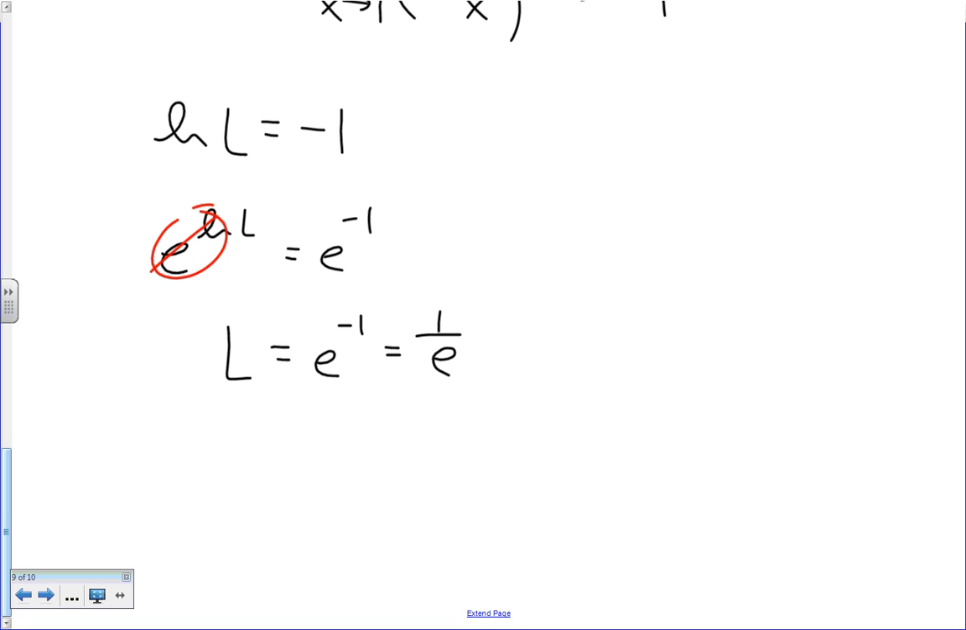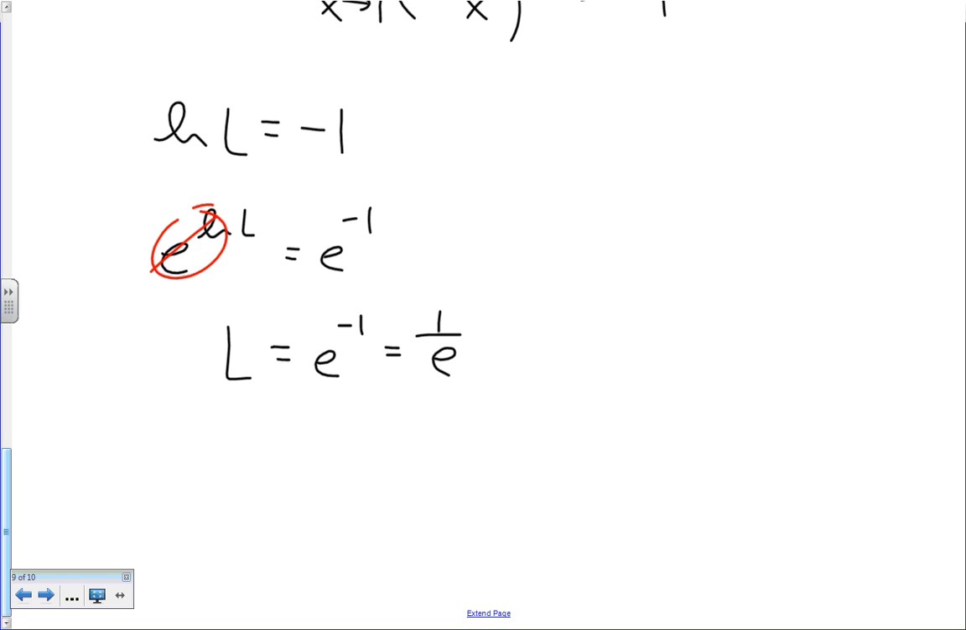There is our limit. You can see that these ones that involve the power form of an indeterminate form definitely take a few more steps to get to the answer. But you basically go from the power form and get it into the product form, and then from there get it into the quotient form, and then from there use L'Hopital's.